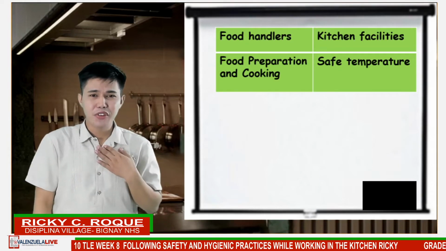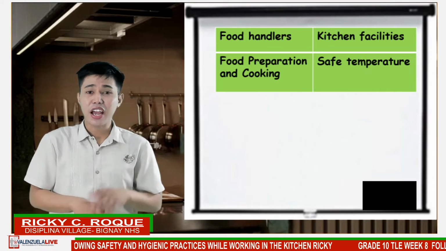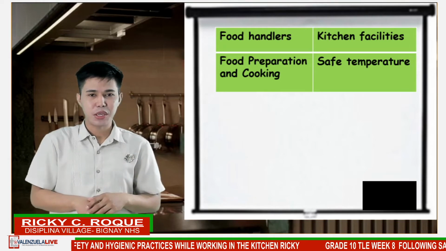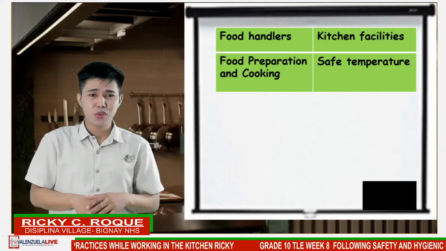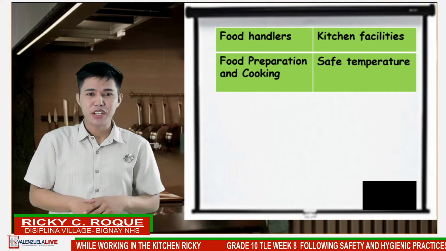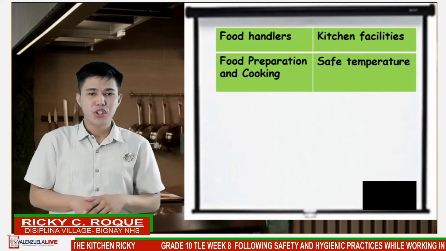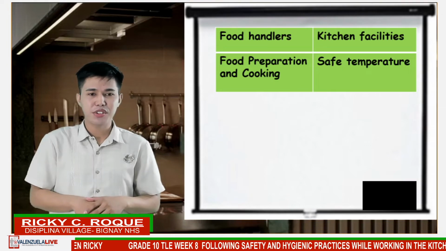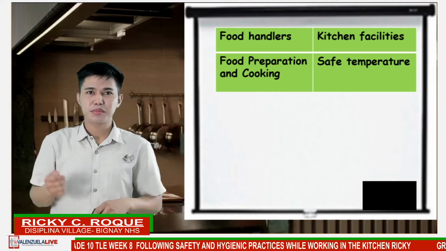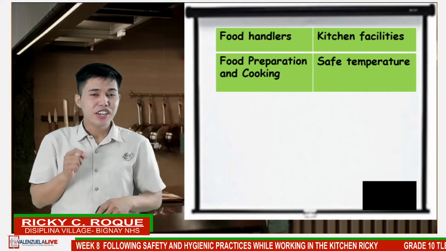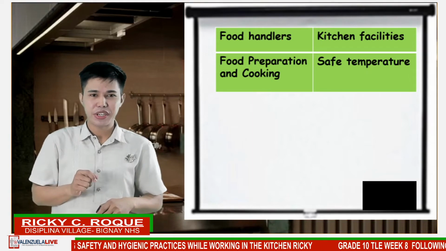Now, I feel confident that you have taken down notes during our discussion. I know you can answer this activity. My dear students, kindly help me to answer the things that we should remember. I will give you 5 seconds to answer for every number. Choose the phrase that best describes each statement. Here are the choices: food handlers, kitchen facilities, food preparation and cooking, safe temperature.